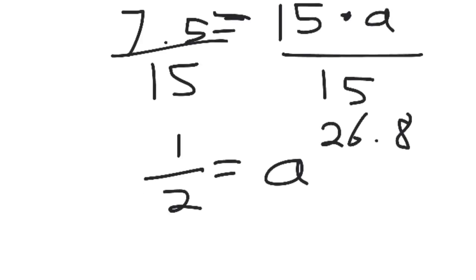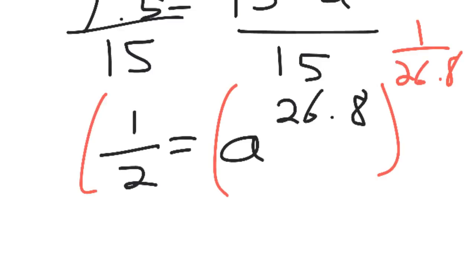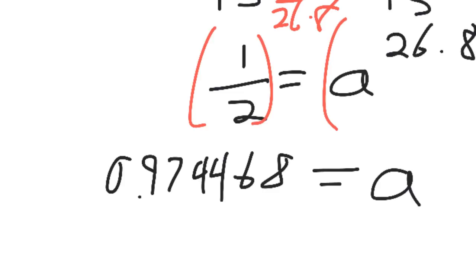So your goal is to get A by itself. The way you're going to get rid of that 26.8 is you're going to raise both sides to the 1 over 26.8 power. Raise this side to the 1 over 26.8 power. The reason why we do that is just because a power on top of a power multiplies. So 26.8 times 1 over 26.8 is going to give us just A to the first, which is what we want. We want to solve for A. So we'll just need a calculator for this piece. So there we got A.